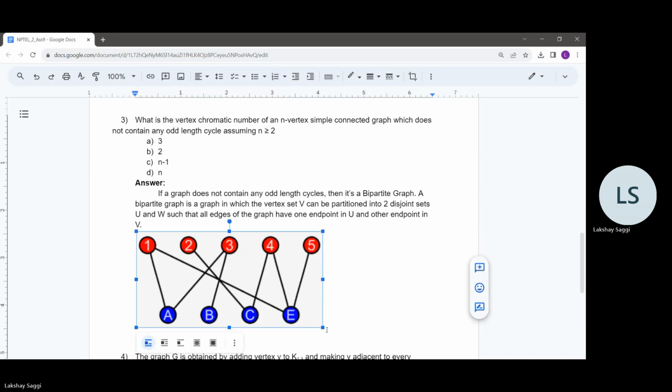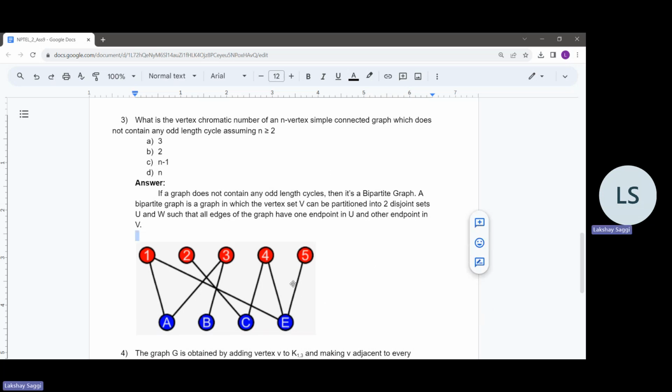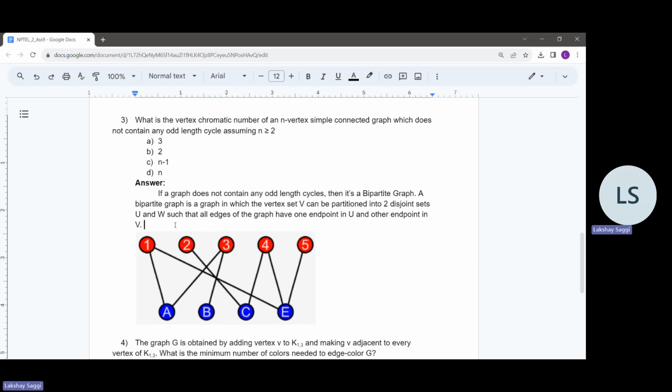So what I've done here is, let's just say this was my initial graph, and this is actually a bipartite graph. Let's assume the red colored vertices are the vertices of the set U, and the blue colored vertices are the vertices of the set W. Then we can see that all edges go from U to W only. No edge goes between any two vertices of U, and no edge goes between any two vertices of W.